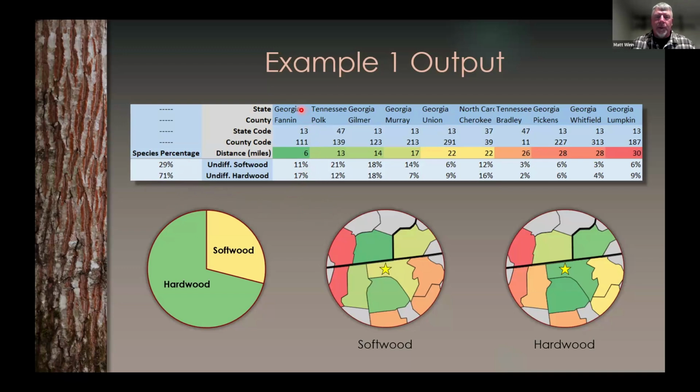So over here, it shows the county and the state for procurement, and the distance of that county from the mill. Then it gives the estimated procurement for each species. So in this case, it's estimating that 11% of softwood is coming from Fannin, Georgia, and 17% of hardwood. The bottom, this is not part of the program. I just threw this in here to help you visualize what's going on. So this is what it looks like for softwood and for hardwood.